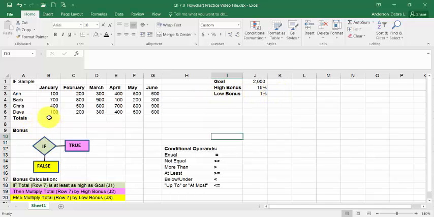So every single answer here has to either be: the total is at least 2,000, I get 15% times the total, and if it's not at least 2,000, I multiply 1% by the total. When you're doing your if statement and figuring out whether your answer is true or false, every if statement needs to have conditional operands. And that's what these are.